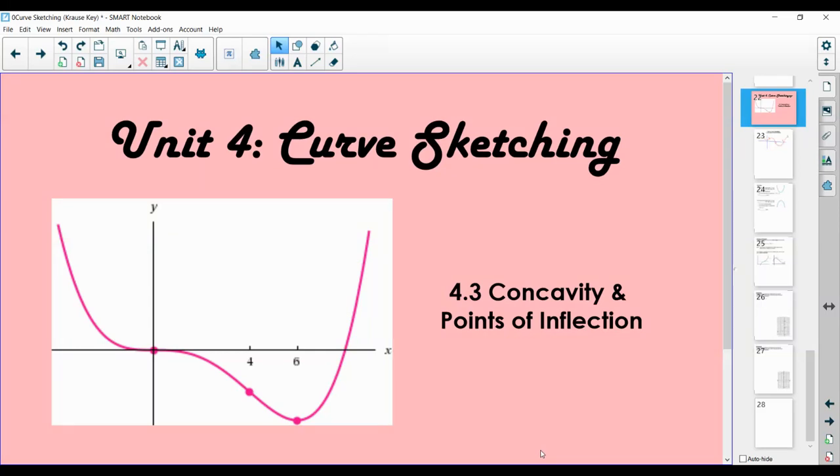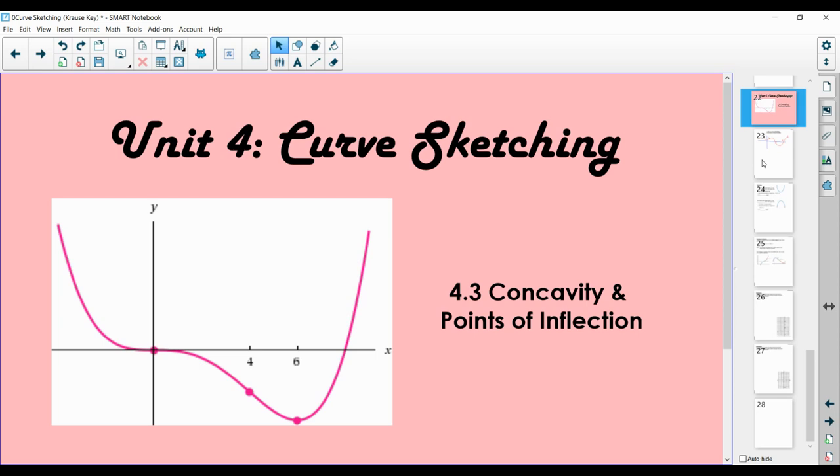Welcome back, guys. We're going to continue on with our curve sketching unit today. And today we're going to be looking at concavity and points of inflection. I think I've also heard it pronounced as concavity. So concavity and points of inflection.